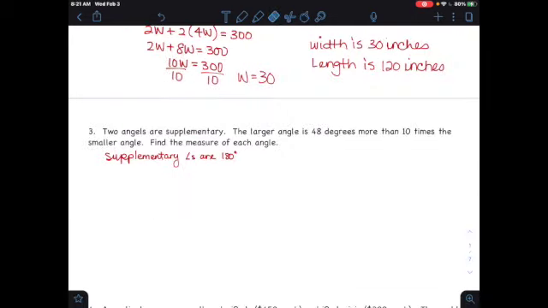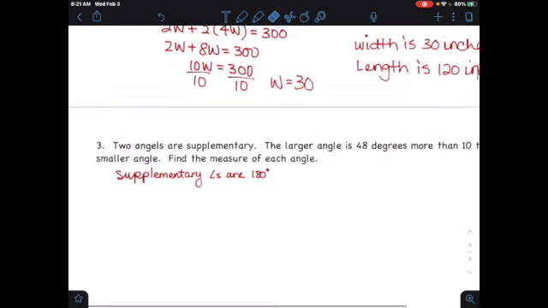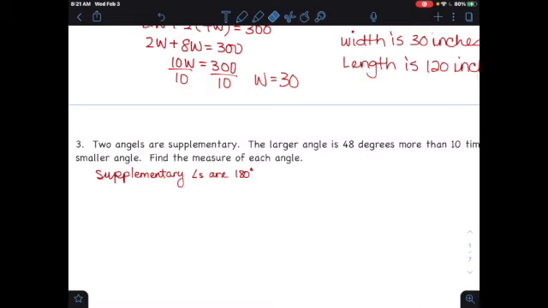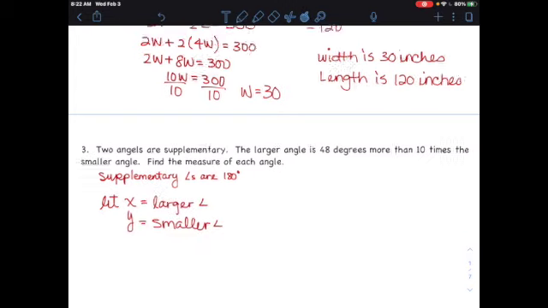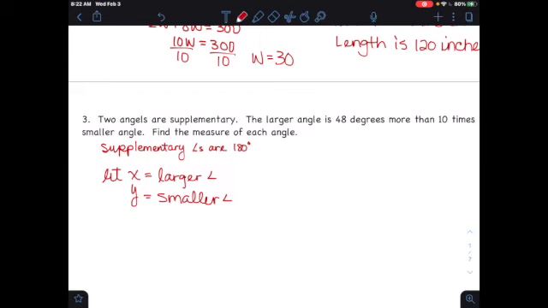Example number 3. Two angles are supplementary. The larger angle is 48 degrees more than 10 times the smaller angle. Find the measure of each angle. I already put down that supplementary angles are 180 degrees. Don't forget complementary angles, which start with a C, are 90 degrees. First we need our let statement. Let x equal the larger angle and y equal the smaller angle. Because they are supplementary, you can already tell from the relationship that the larger angle plus the smaller angle has to equal 180 degrees.